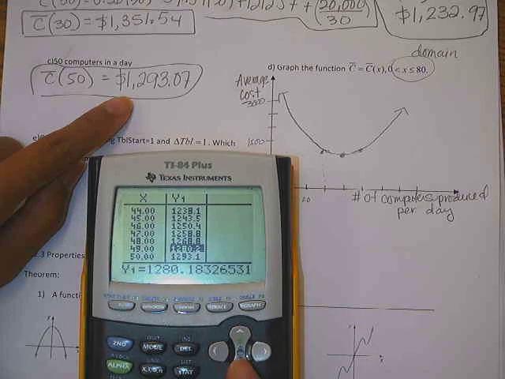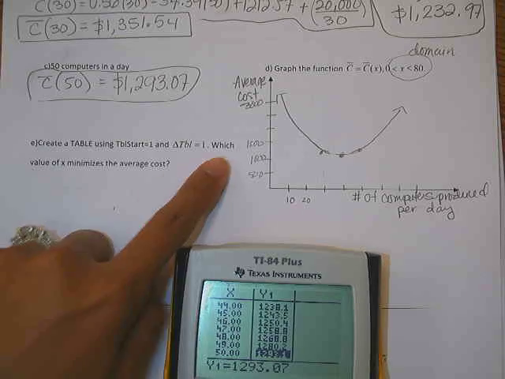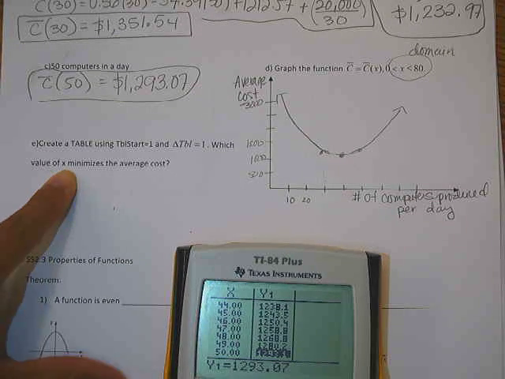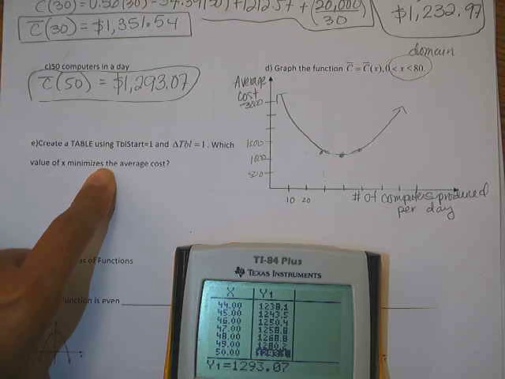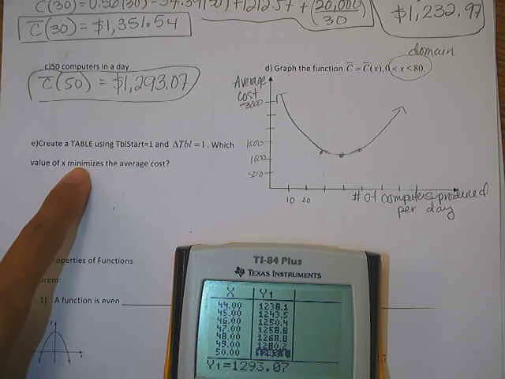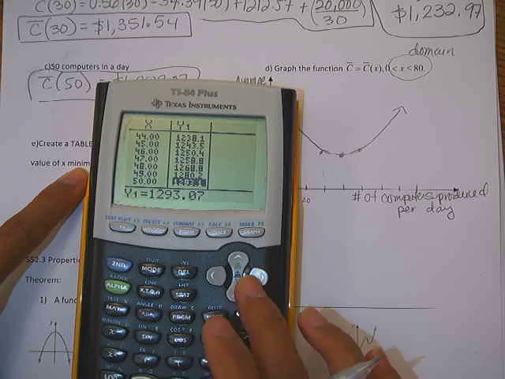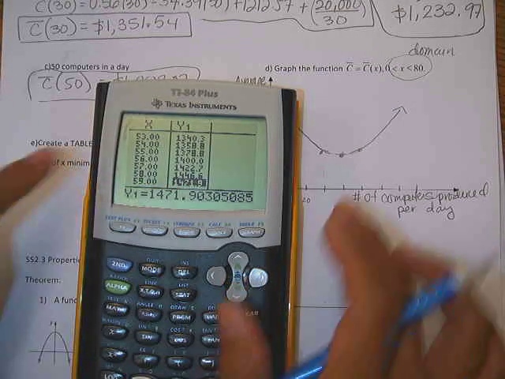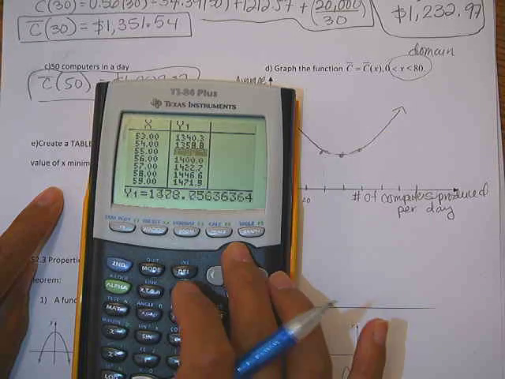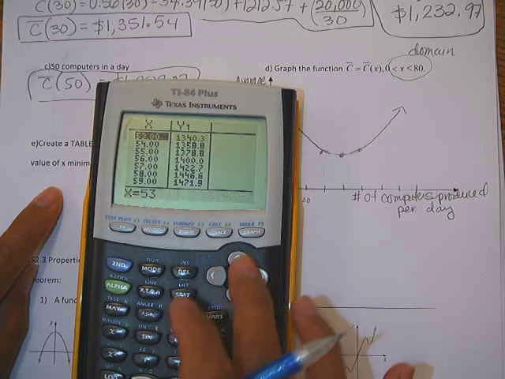All right, next. I want to find which value of X, that means how many computers should we produce per day, has the lowest cost, because I want to minimize my cost. So let's check it out. The higher up past 50 I go, the higher the cost. As you can tell, this is going up. So I don't want to go higher. I want to go lower in my computers.